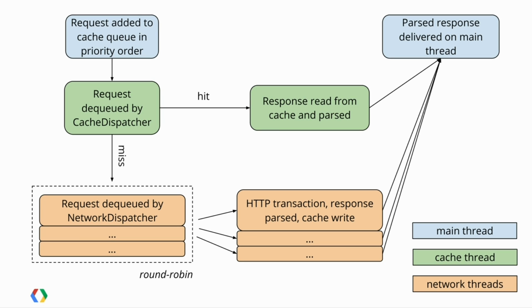When we do end up needing to go to the network, like in the cases I mentioned, the network dispatcher services the requests over HTTP, handles parsing the responses using that parsing code I just showed, and then posts the response back to the main thread as a whole parsed object. As a user of the library, you typically don't have to think about any of this stuff. You enqueue your requests from the main thread, you get your responses on the main thread, and that's it.